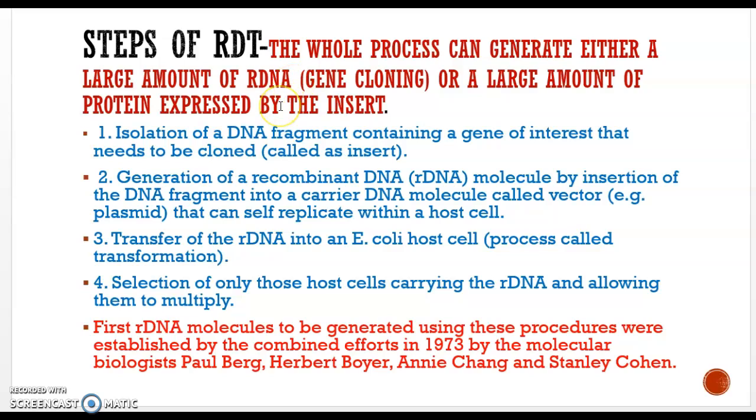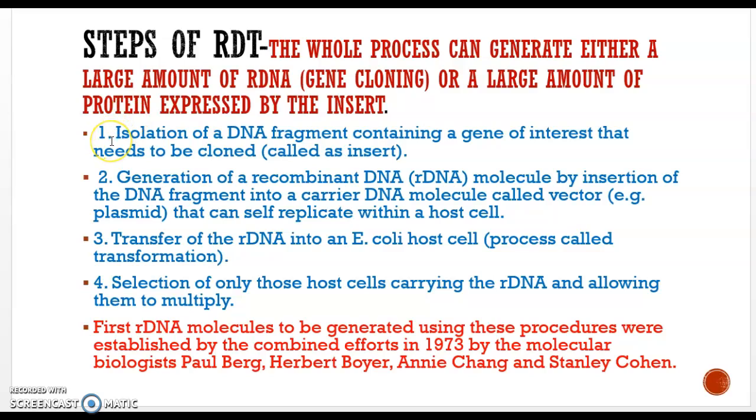By the methodology of recombinant DNA technology, we can produce a large amount of DNA, and that process is known as gene cloning. We can also produce a large amount of protein expressed by the insert, because we know that this DNA transcribes to form RNA and after translation forms protein. So we can get a large amount of DNA as well as protein.